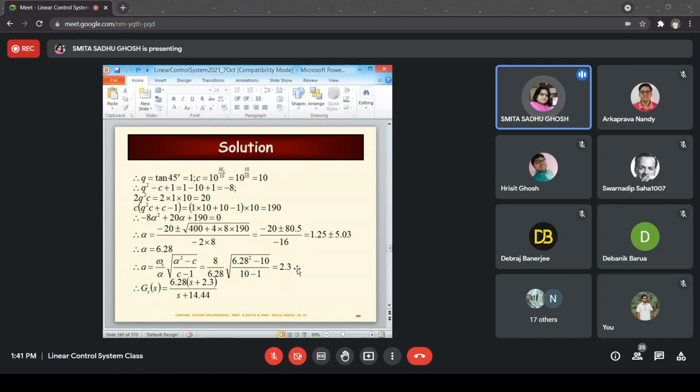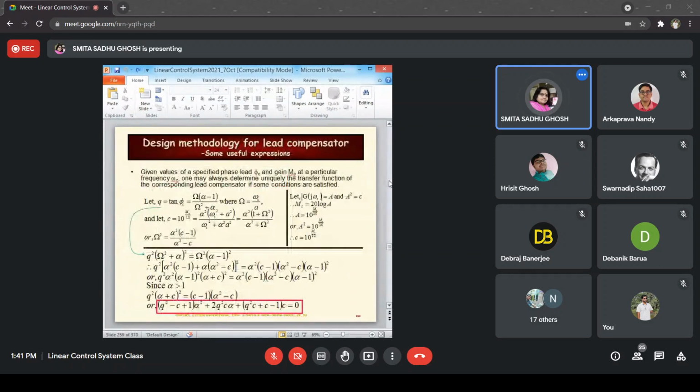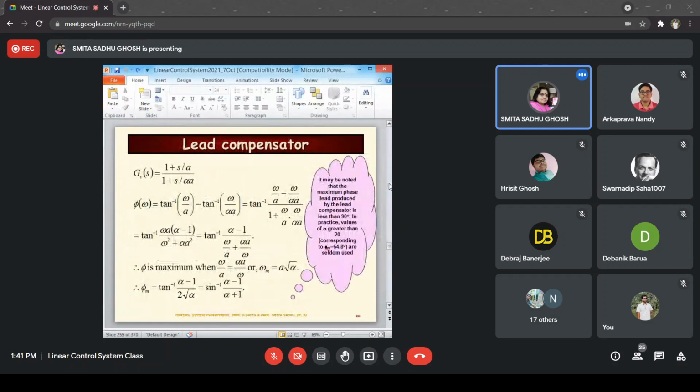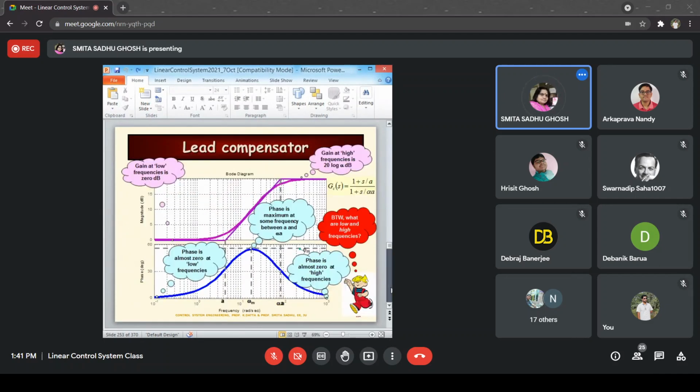Given all those things, you can now put them in the expression for the lead compensator, which, if you recollect, sorry for switching slides, is this one. Alpha and A are already known to us, so just putting those in will give you your lead compensator.